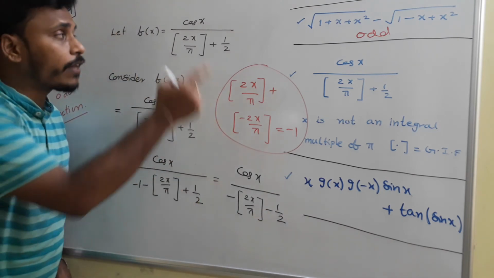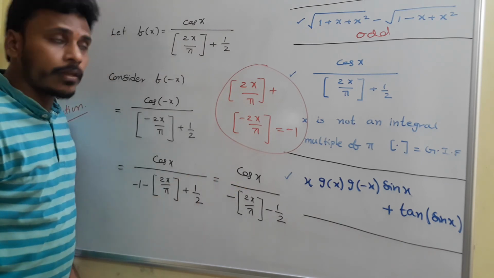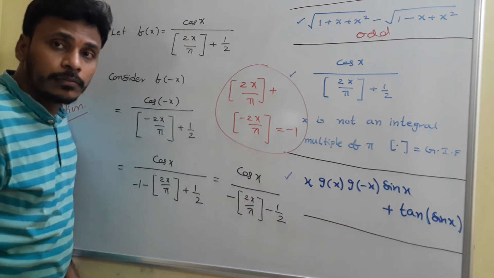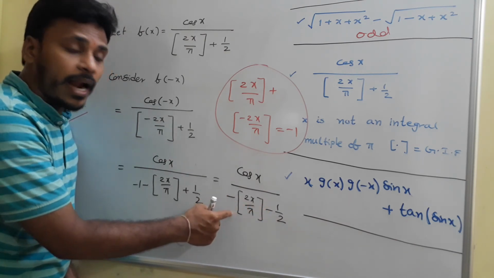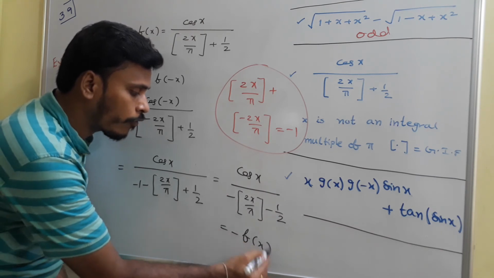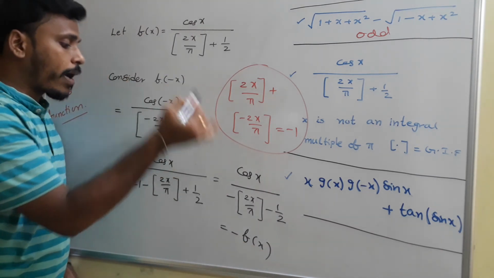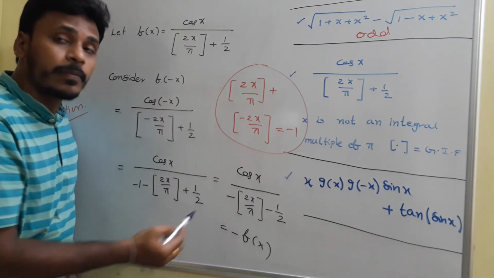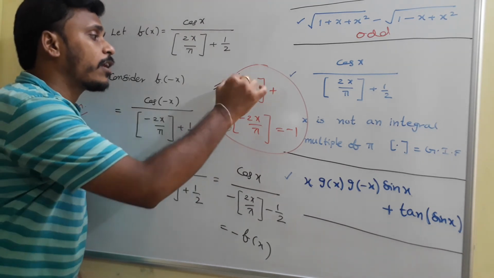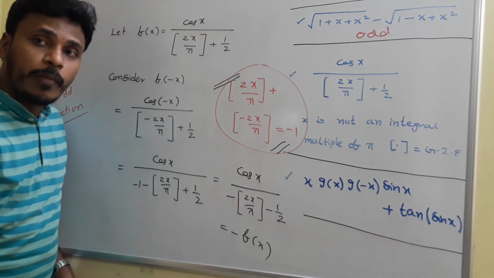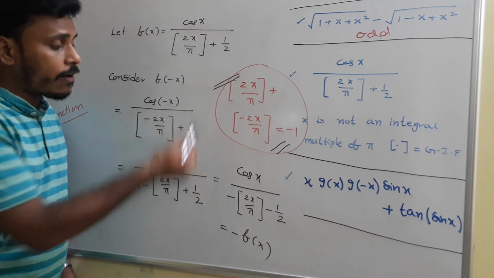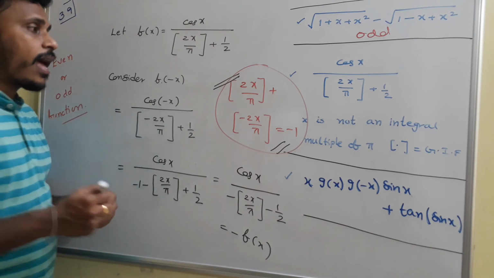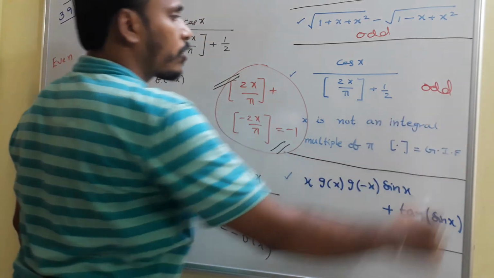Now you just look at the given function f of x as well as this result. The numerators are the same, whereas the denominators differ just by a minus sign. So when you take this minus common, it becomes minus f of x. At the end, f of minus x is minus f of x. And to show that f of minus x is minus f of x, the useful thing is that step of 2x by pi plus step of minus 2x by pi is minus 1. With this discussion, we are very clear that the given function is again an odd function.